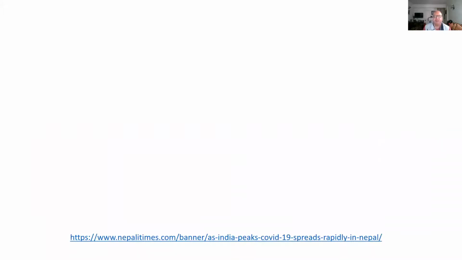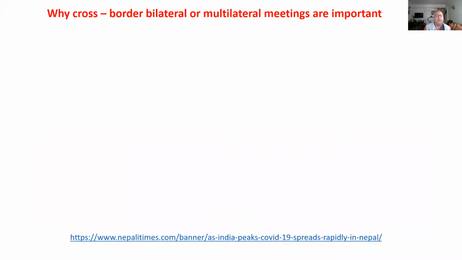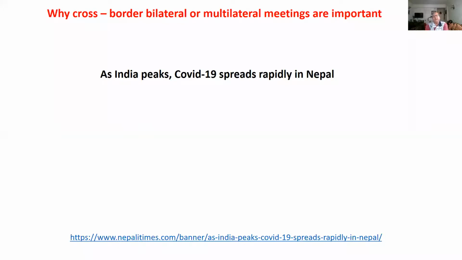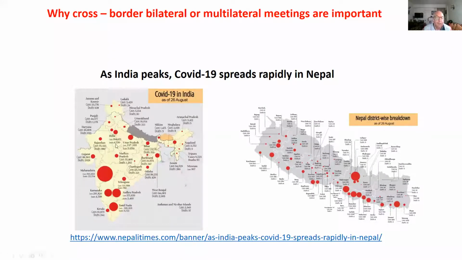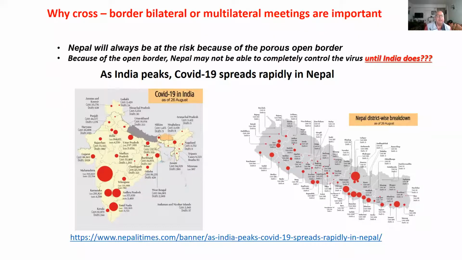Now, it might be very interesting to you. In the recent past, the COVID-19 outbreak has occurred in India and in Nepal, and you know why cross-border, bilateral, and multilateral relationships are important. This was the publication in the Nepal Times, and it said, as India peaks COVID-19, it spreads rapidly in Nepal. See, and then you can see Uttar Pradesh and Bihar, there are big outbreaks, and then Nepal cannot remain without outbreaks. But the message from these two figures and maps is, number one, Nepal will always be at risk because of the porous open border, not only to COVID, but to other transboundary animal diseases.